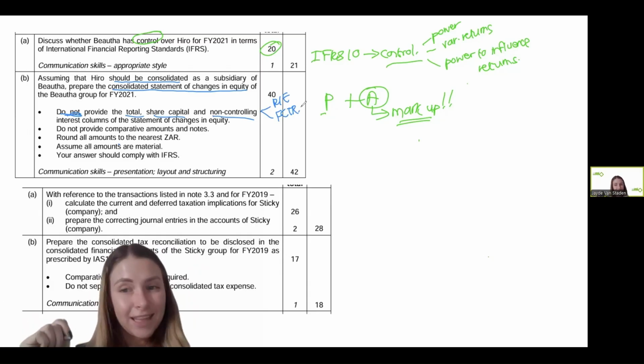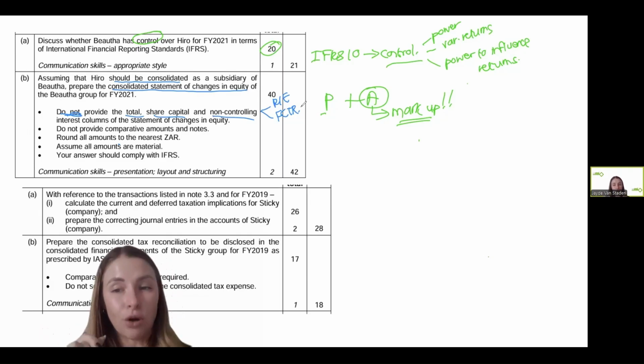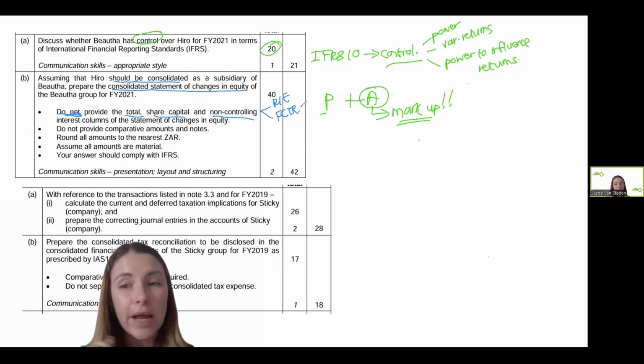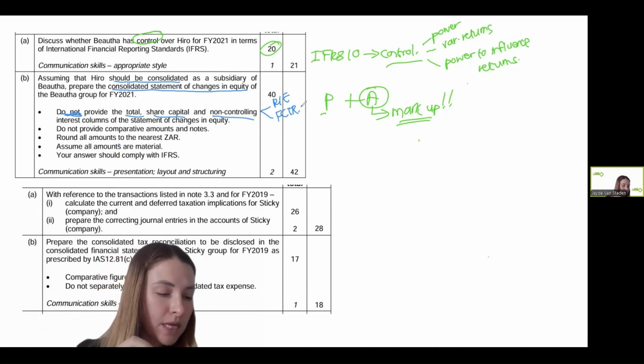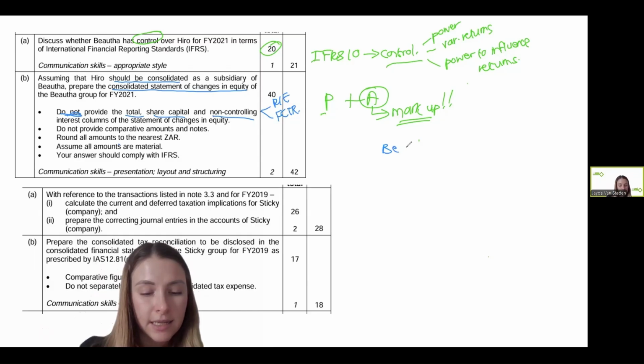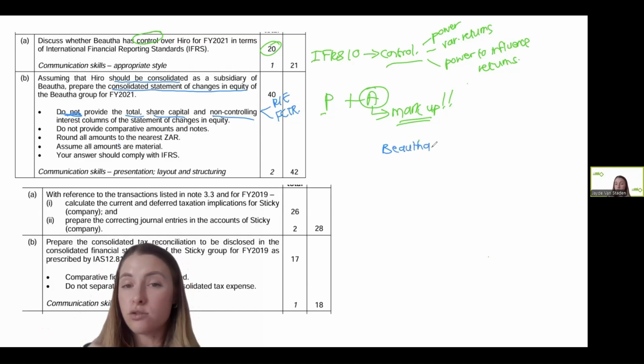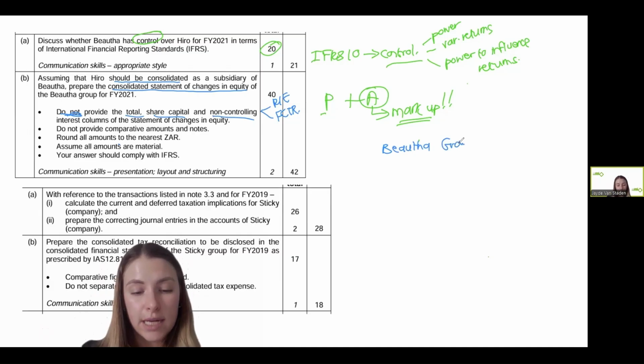Now, with a question like this, the question is asking you for a statement, which means that if your answer does not have a statement, you are not going to get any marks. Even if your workings are 100% perfect, the required didn't ask you for workings, it asked you for a statement. So what does that mean? That means you are going to write a skeleton before you do anything else. As soon as you start this question, you are going to write a skeleton statement. Okay, consolidated statement of changes in equity.